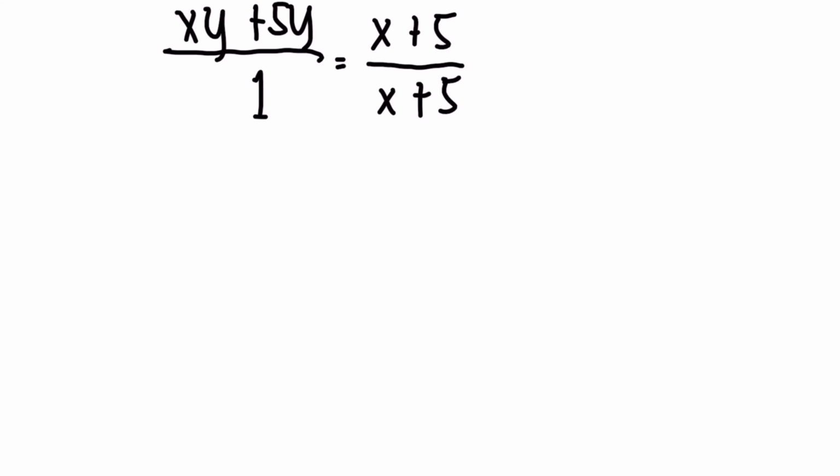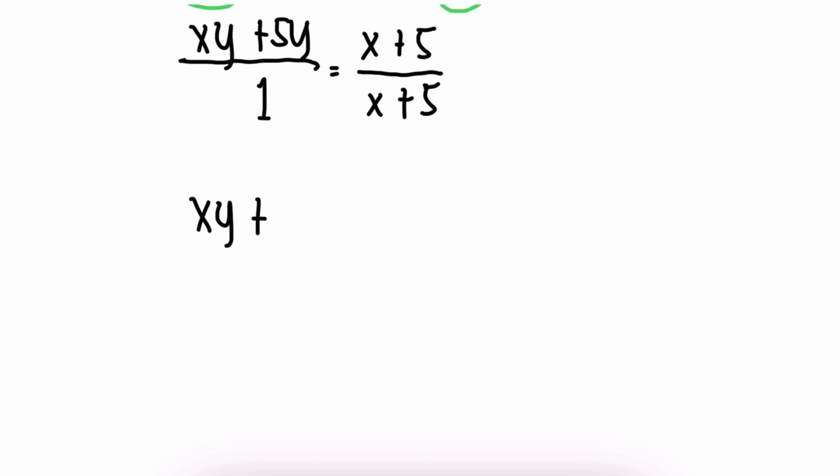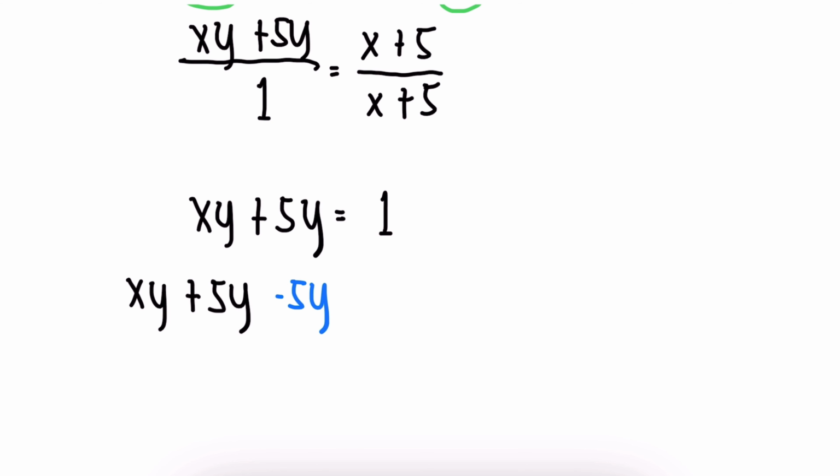Simplify, xy plus 5y over 1, that will become xy plus 5y. On the right side of the equation, x plus 5 over x plus 5, that will be equal to positive 1. To solve x in terms of y, add both sides by negative 5y through addition property of equality. That will become xy plus 5y minus 5y is equal to negative 5y plus 1.